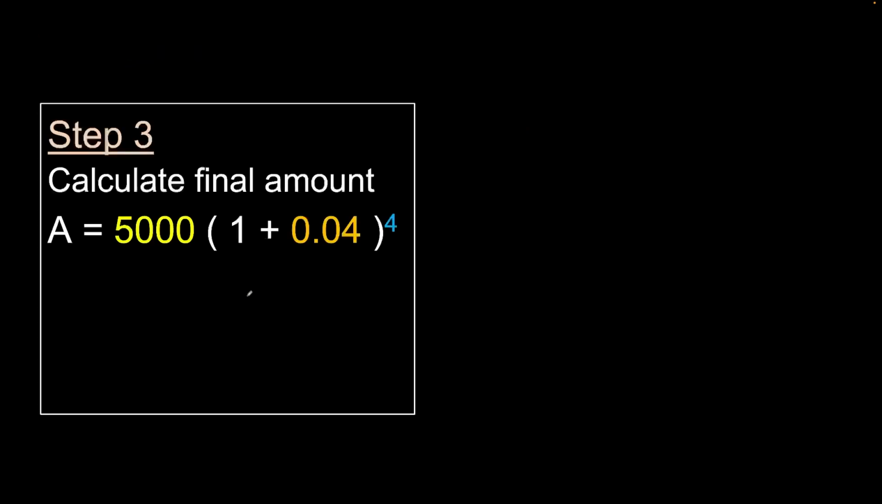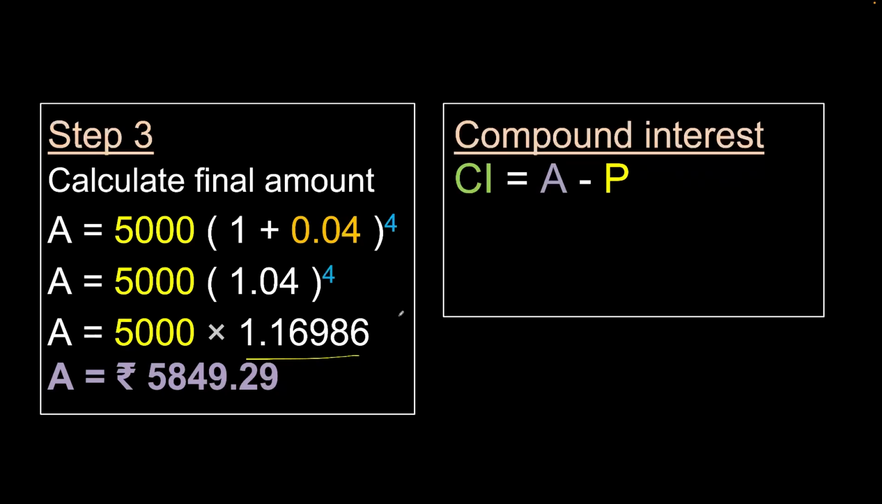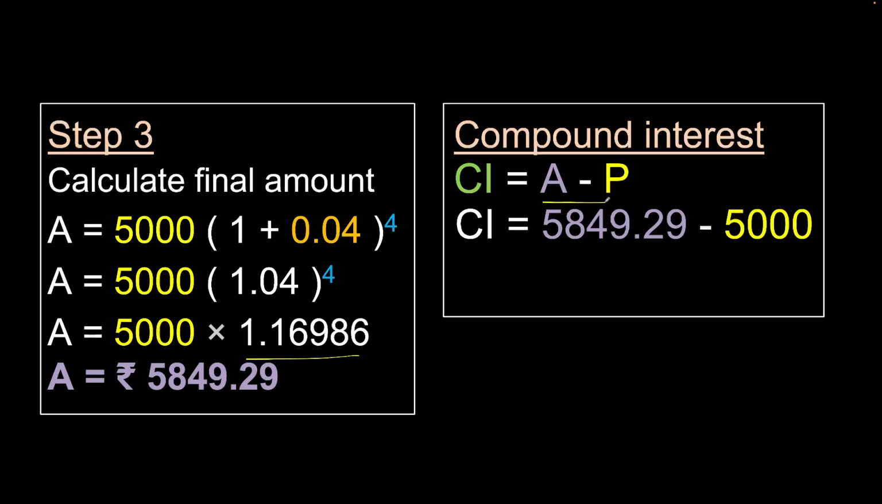So now we calculate 5,000 times (1 plus 0.04) whole to the power of 4, which is 2 times 2. So 5,000 times 1.04 whole to the power of 4. So 5,000 times, if we need a calculator for this, 1.16986. You will not be able to do it. Even if you try to do it in the exam, it's going to take a while, but yeah, try to do it manually. So A equals 5,849.29 rupees. So the compound interest would be A minus P, which would be 5,849.29 minus 5,000, which would give you 849.29 rupees of compound interest in 2 years.